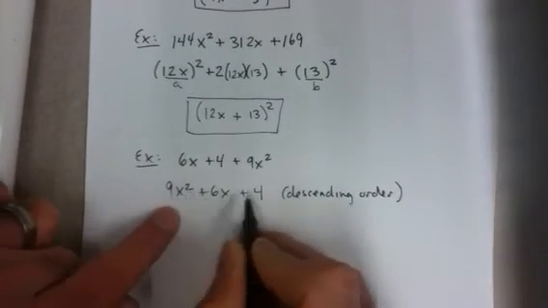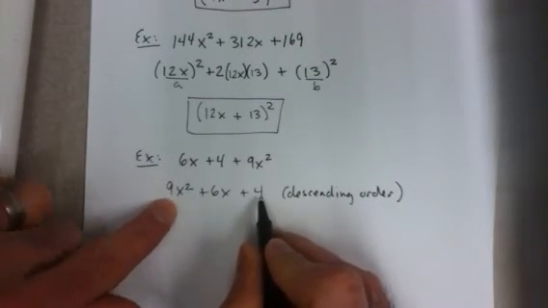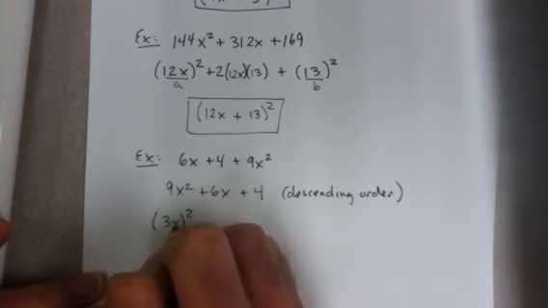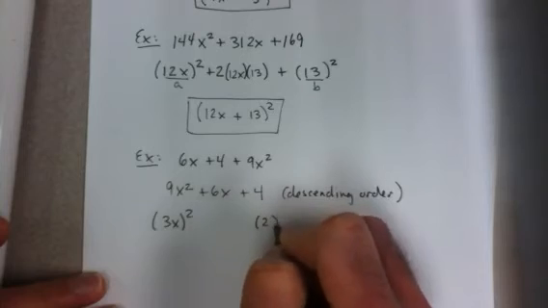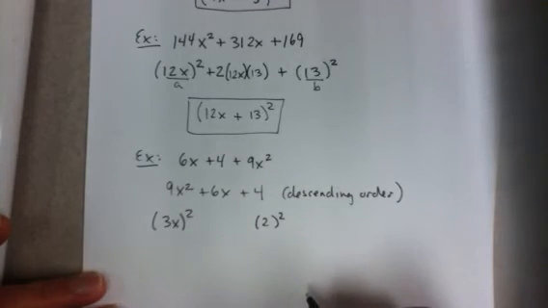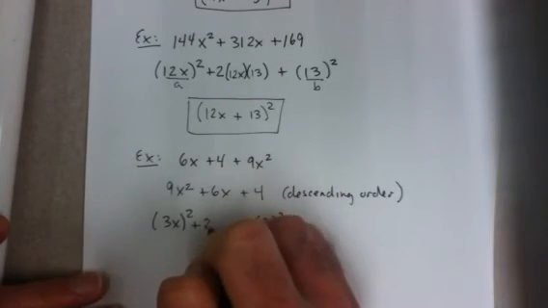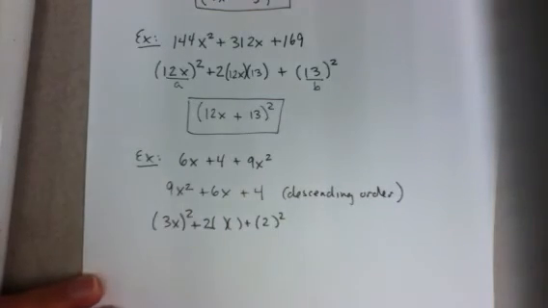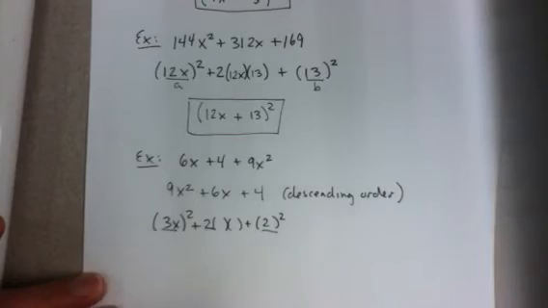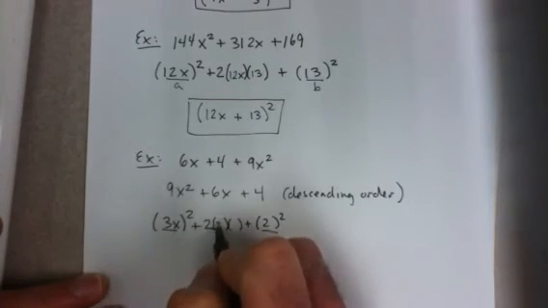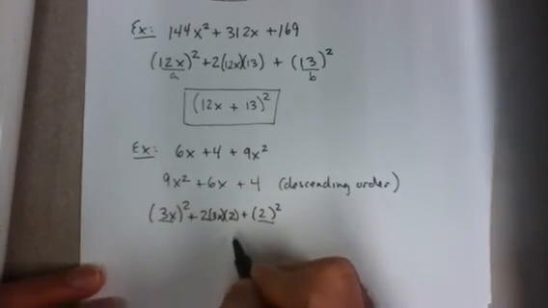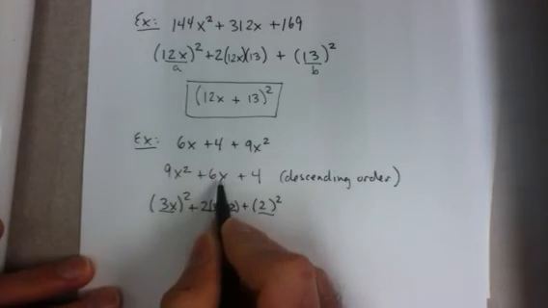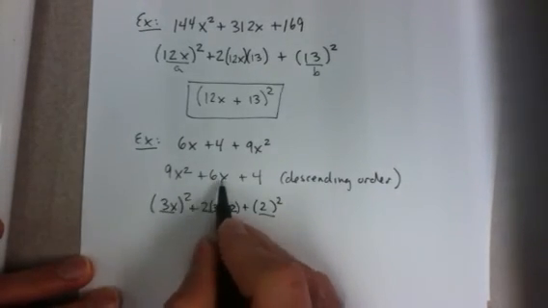And then you can look at the outer terms, the first and the third, and as you can tell, they are perfect squares. I can write this as 3x squared and this as 2 squared. But now if I go to check the middle term, it's supposed to be 2ab, where a is 3x and b is 2. But when I plug in 3x and 2, this, when multiplied together, does not equal 6x. In fact, it equals 12x.